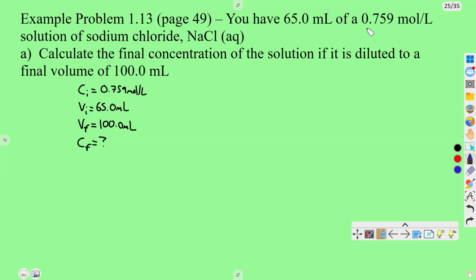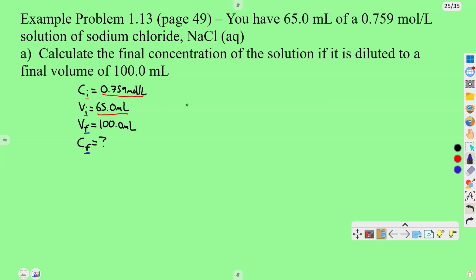They say the initial concentration was 0.759 moles per liter. We're starting off with a 65 milliliter substance. So these are what we call the initial concentration and volume. You're going to see in the formula we use today that there's going to be initial and there's going to be final. We are then going to add water to it to bring it up to a final solution, and from there, we determine the final concentration. So what do we do now to get there?